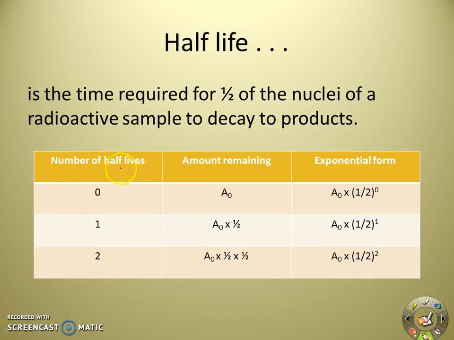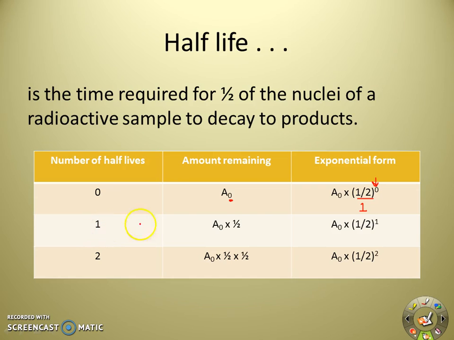So if we start out with 0 half-lives, our amount remaining is our initial amount. This A sub 0, this sub 0 means that nothing has changed. So it is our initial amount. At 0 half-lives, we have not lost any of our radioactive sample. Nothing has started to decay yet. If we look at it in exponential form, 1/2 to the 0 is just going to be 1. So 1 times our initial amount is our initial amount. So we haven't changed anything.